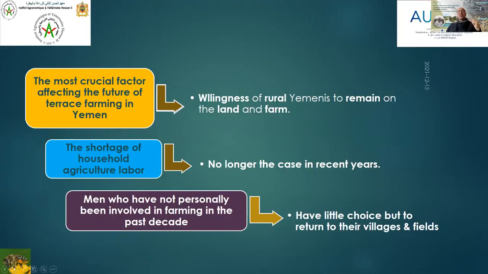The most crucial factor affecting the future of terrace farming in Yemen should be a willingness of rural Yemenis to remain on the land and on their farms, and to come back to their villages and farms from cities where there are few opportunities for job creation. The shortage of household agricultural labor is no longer the case in recent years, as people who were migrants elsewhere are coming back to their country. Men who have not personally been involved in farming in the past decade have little choice but to learn and to return to their villages and fields and create wealth in their own villages.